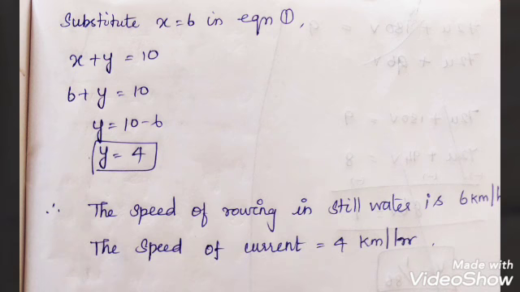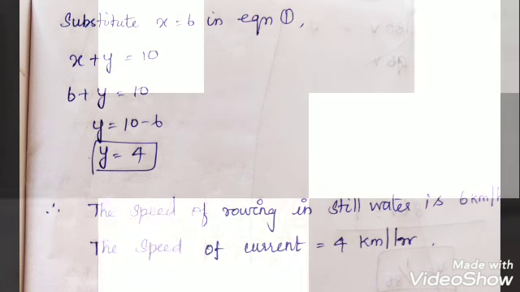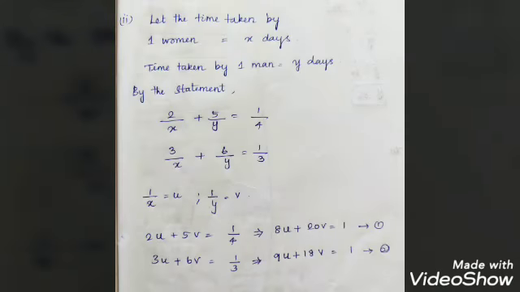Then the remaining thing is as usual. Simply we can solve using the elimination method. We are eliminating one variable and we are substituting.